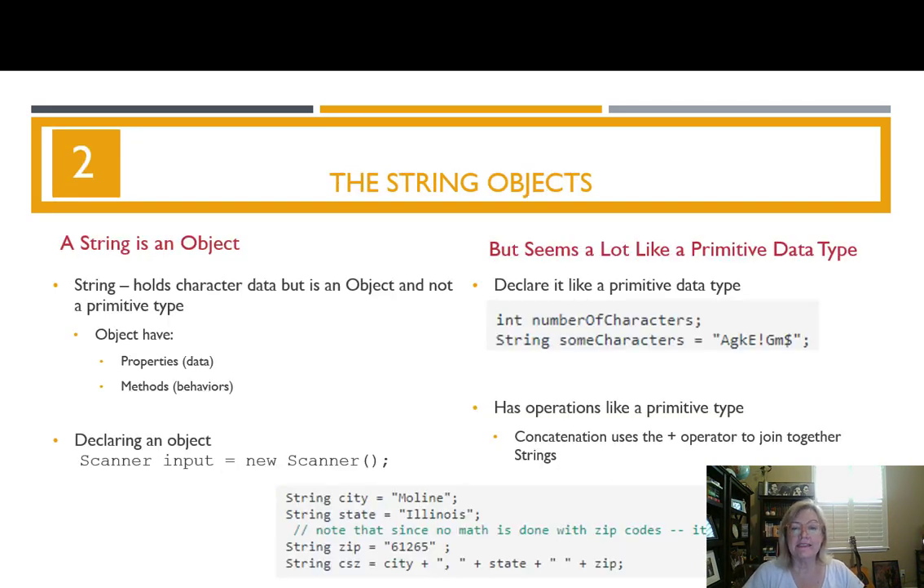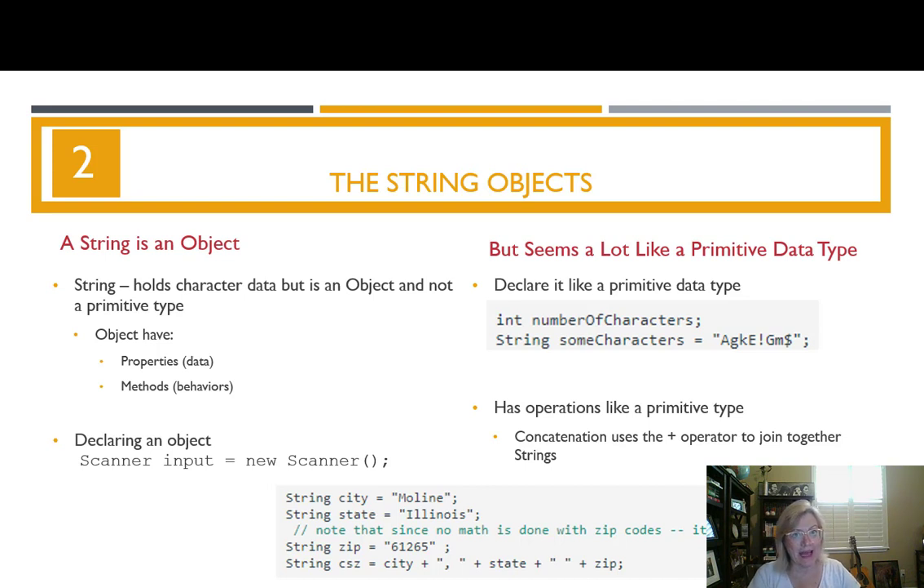Now, the emphasis this week will be on strings, and a string is an object. It's not a primitive type. Did you notice when you declare a string, you're using a capital S? And we also mentioned that when you create a class, you're going to use a capital letter. So a string is a class. It holds character data, and this is an object. It's going to have properties, which is the character data, and methods, which are behaviors. And we'll go through some of those methods.